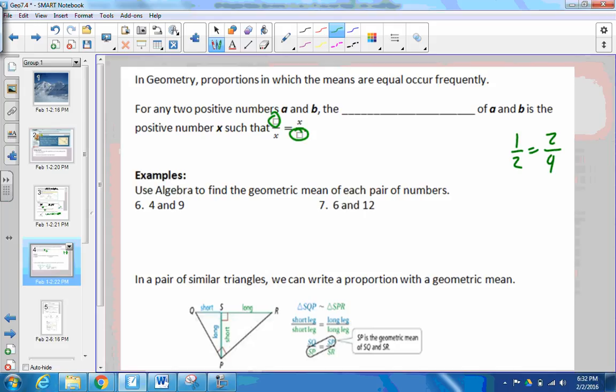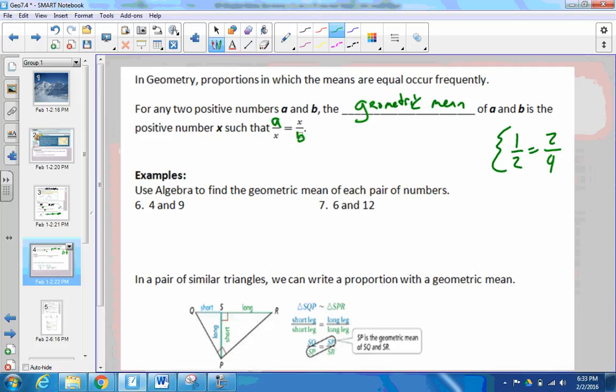So for any two positive numbers, a and b, the geometric mean of a and b is the positive number x, such that a over x equals x over b. So if the means are congruent, if they're the same, if they're equal, then you can say the geometric mean of a and b is x. So in this case, over to our right here, the geometric mean of 1 and 4 is 2.